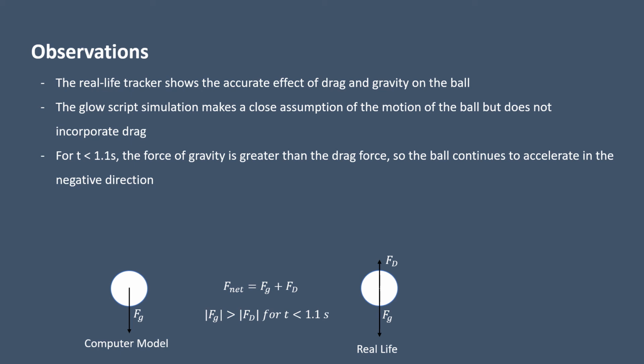Let's say the force of gravity was equal to the drag force, then it would be in equilibrium and the velocity would be constant. If the force of drag was greater than the force of gravity, then the ball would actually be accelerating upwards, but since the force of gravity is greater than the force of drag, the ball continues to accelerate downwards.